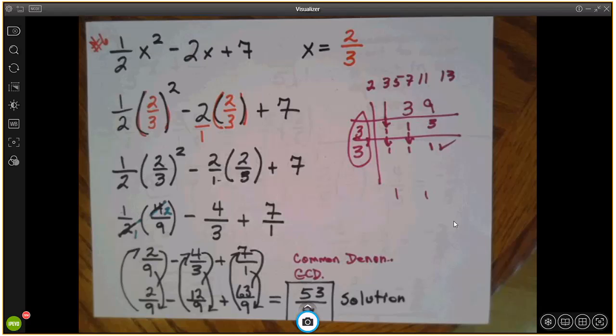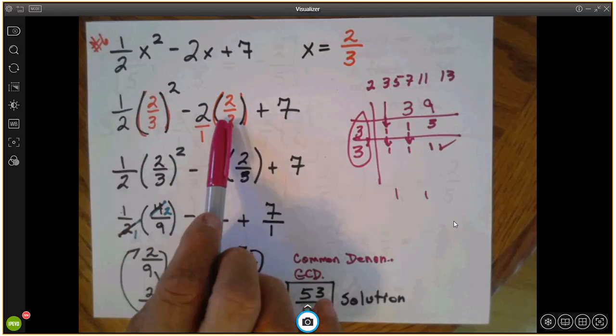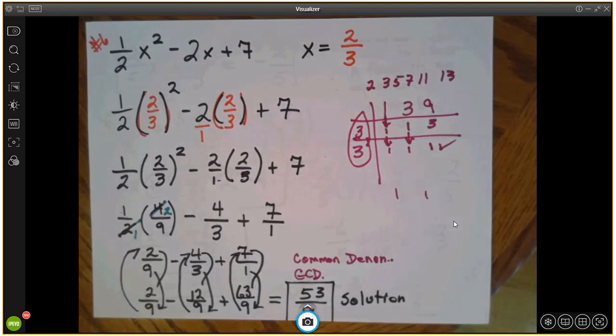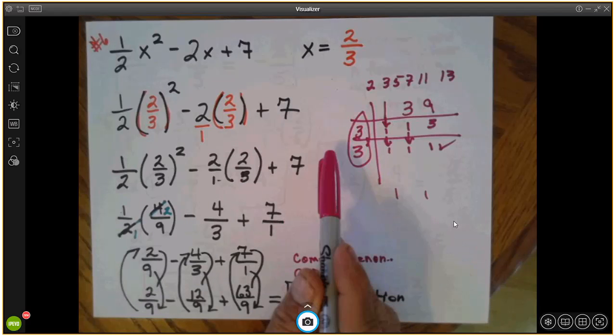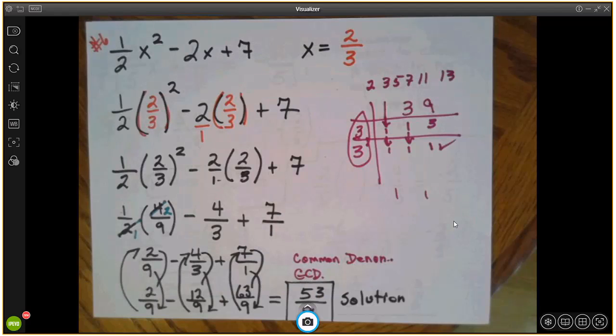And the 2/3, I put it in orange because we're going to plug that in. And if you notice, I plug in 2/3 in the parentheses here, and I plug in 2/3 in the parentheses there. And as soon as I do that, I make everything a fraction. Well, 1/2 is a fraction, so you don't have to change it. But I changed the 2 into 2/1, and later on down here, you can do it here too. I changed the 7 into a fraction.